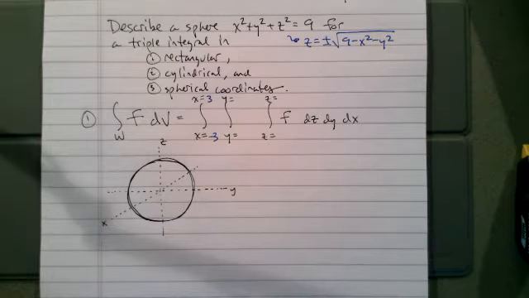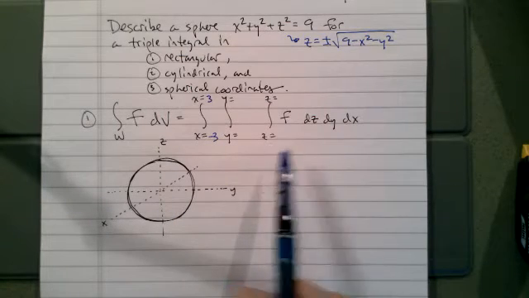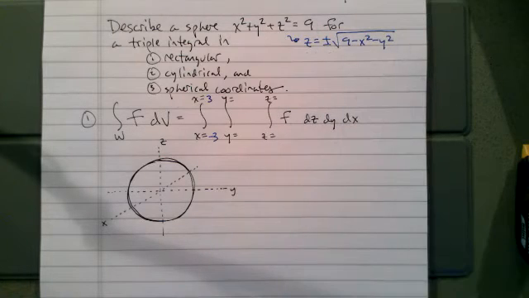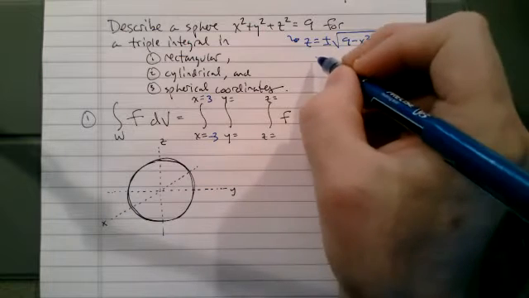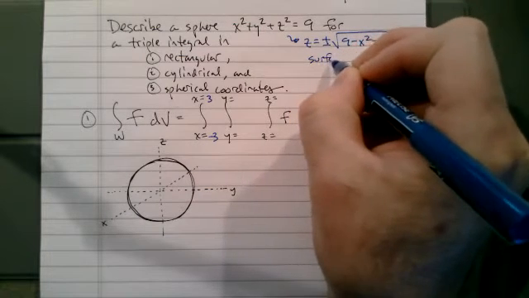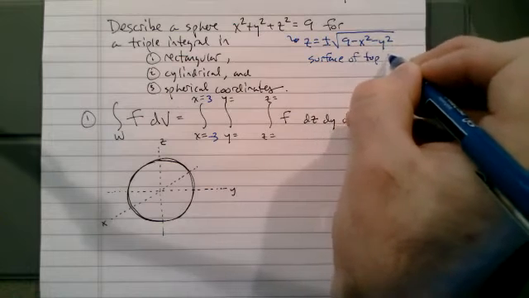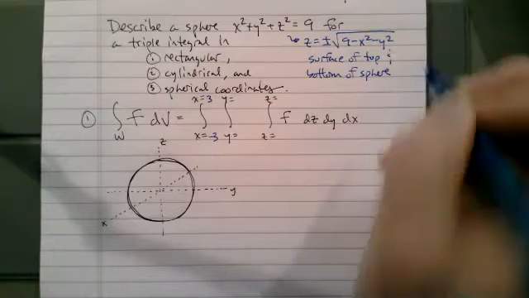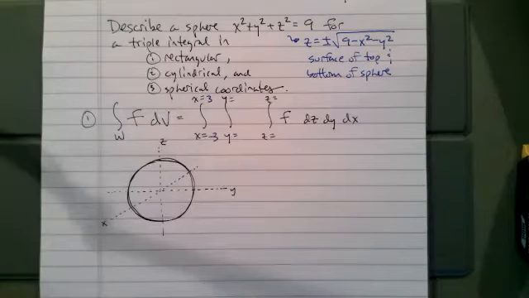Now I'm going to start breaking it down into the up and down, and then the right and left. So in the up and down, that's the z's. If I solve the equation for z, we get z equals plus and minus the square root of 9 minus x squared minus y squared. So this represents the top and bottom hemispheres. That's the surface of the top and the bottom of the sphere.